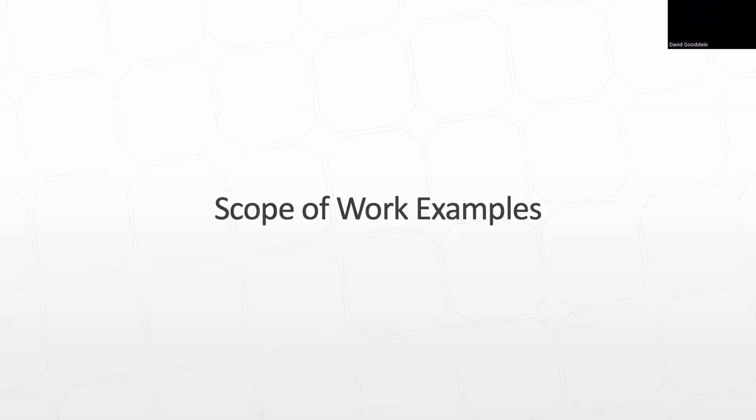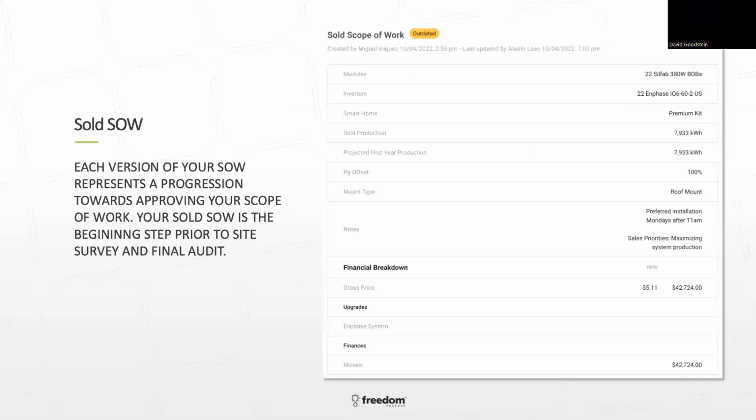Okay, so we kind of skimmed the surface on what each of the phases of your scope of work looks like. So let's grab a few examples in Lightspeed of what these look like from phase to phase. So again, this is an example of a sold scope of work right after project generation in Lightspeed.